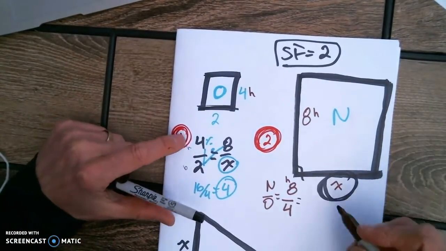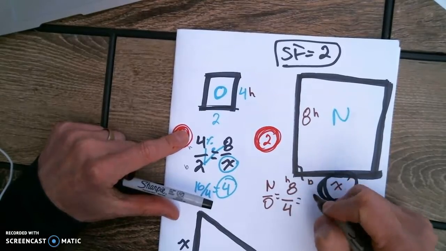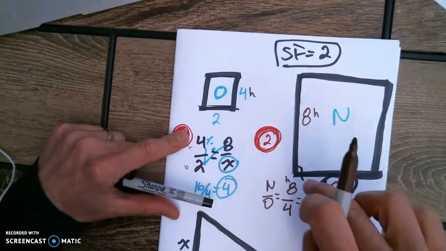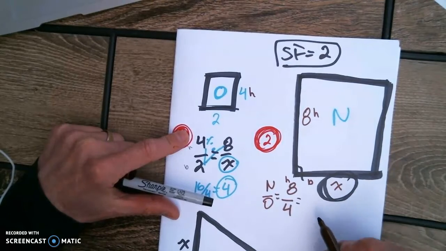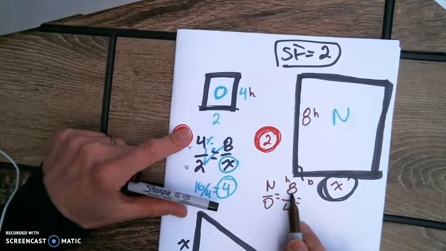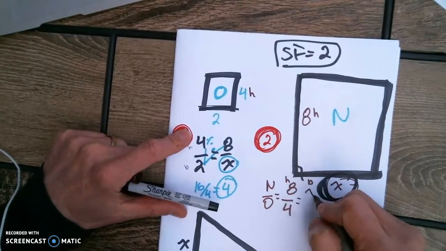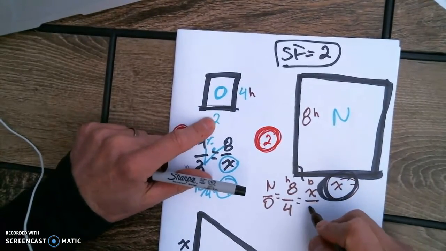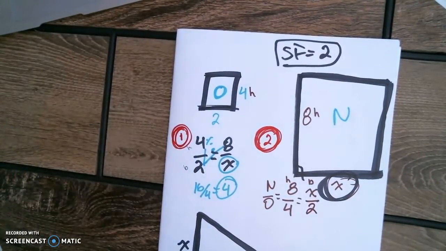But now I have to compare the base. So we're setting up these equivalent ratios so we can determine what the scale factor is. So now the base, what's my new base? It's my unknown. I'm going to go x. The base on my original shape is 2. So there, I've got my ratio set up.